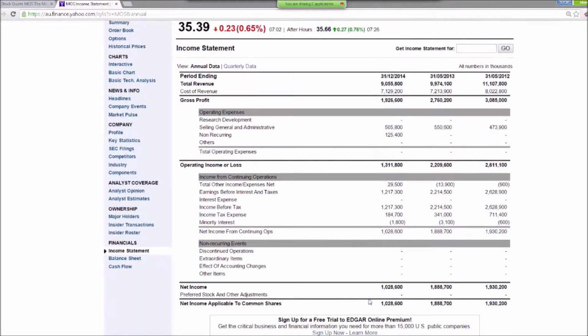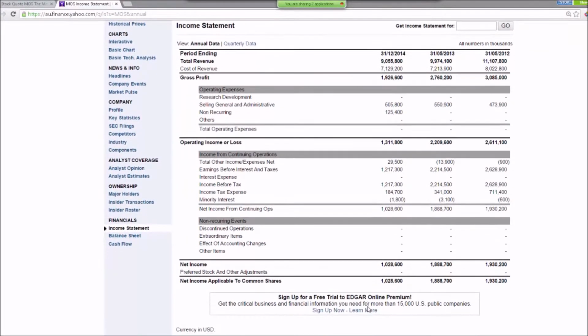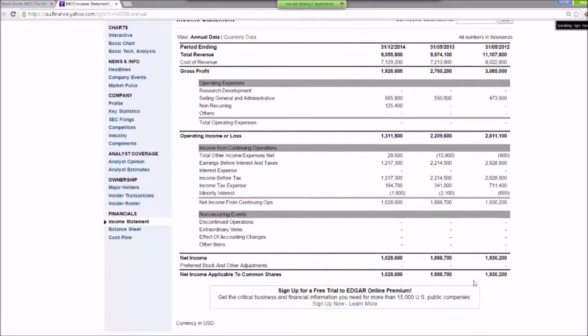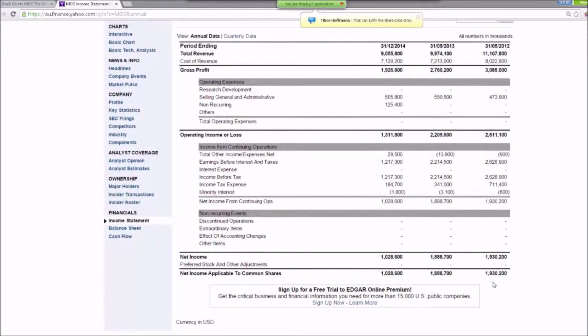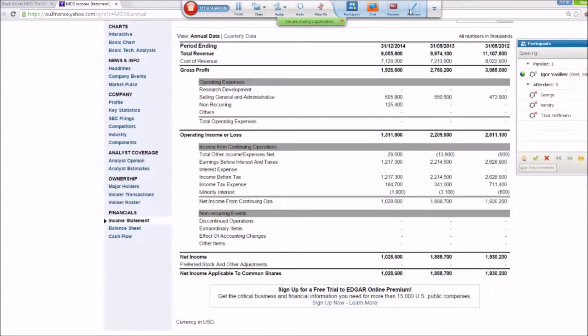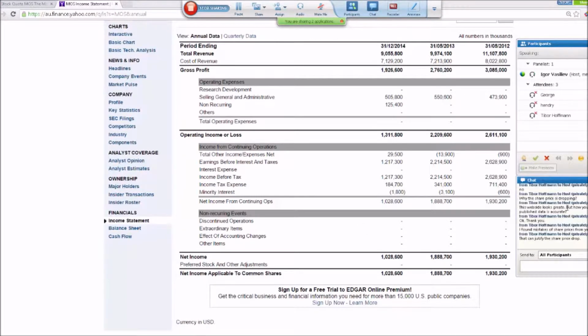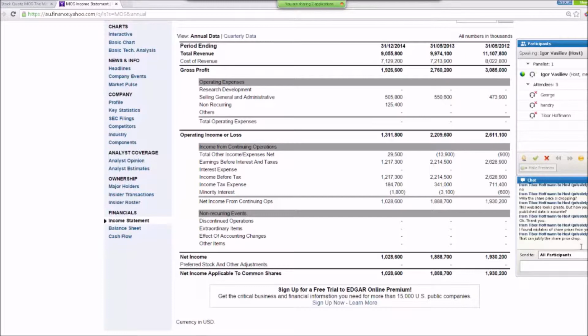So if we look at net income, that's what probably you'll be looking for, the total net income. We can see that 1.9 billion, then 1.8 billion, and now it's 1 billion. Absolutely, yeah. That can justify the share price drop. So we can see definitely that something is happening within that company because their profitability is going down.